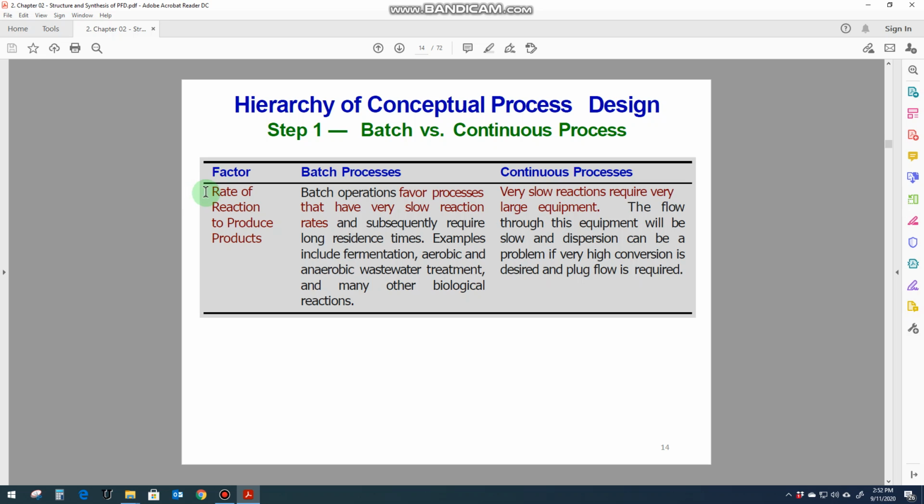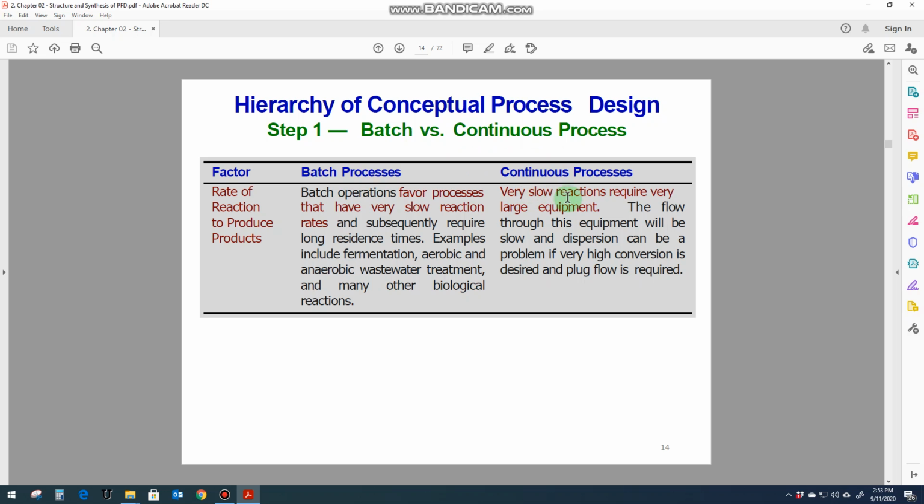The next factor that we have to see here is the rate of reaction to produce products. Batch operations suit processes that have low reaction rates and subsequently require long residence times. Examples include fermentation, aerobic and anaerobic wastewater treatment, and many other biological reactions. So usually we use batch processes if the rates of reaction are very low, as these require longer residence time and the reaction rates are slow. In those cases, we have to rely on batch processes.